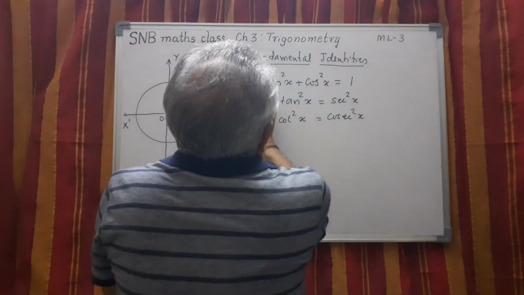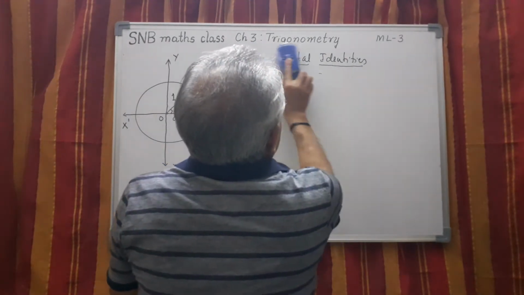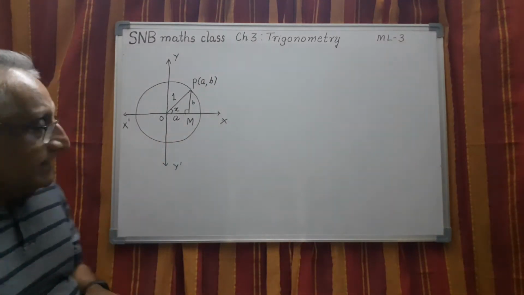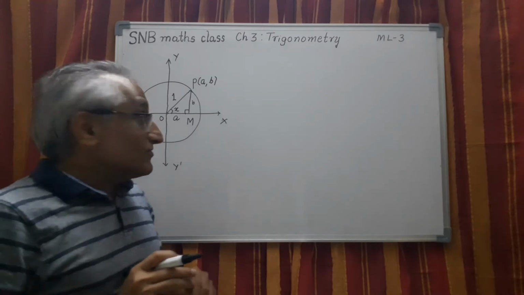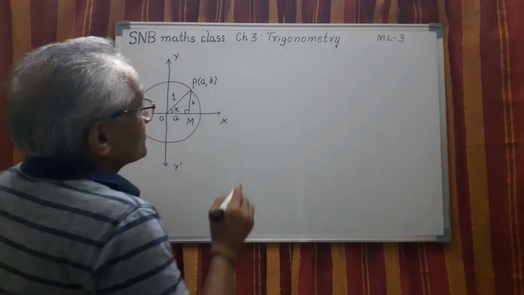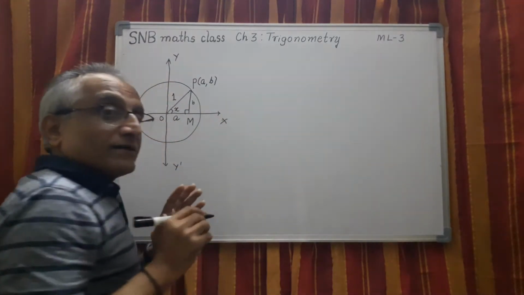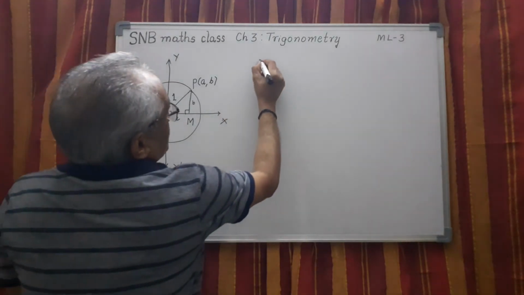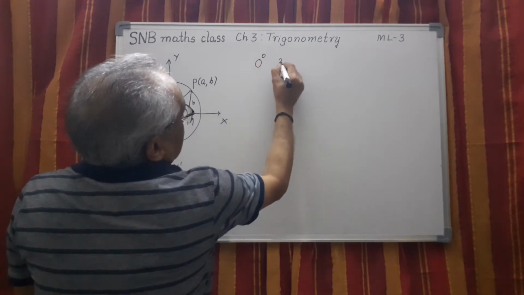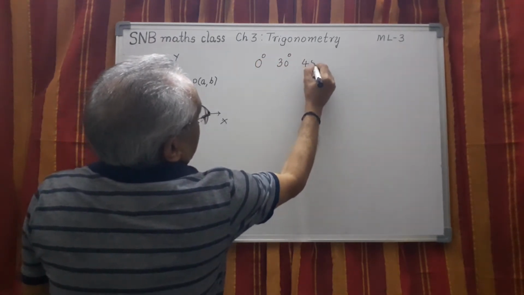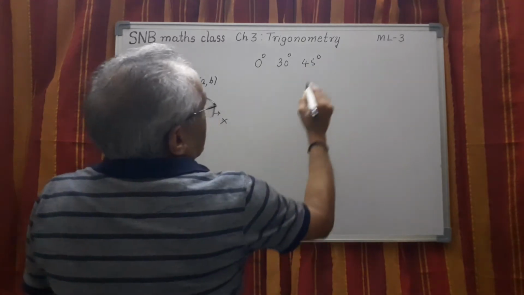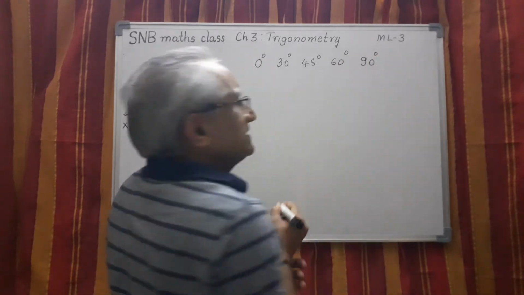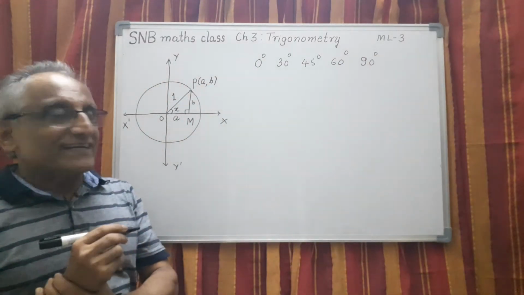Then let us take the next concept, which I have also studied at school level: standard values of trigonometric ratios. So you have studied all these things. But let me first explain what is the meaning of standard angle. See, 0 degree, then 30 degree, then 45 degree, then 60 degree, then 90 degree. They are called the standard angles. You know why they are called standard angles?